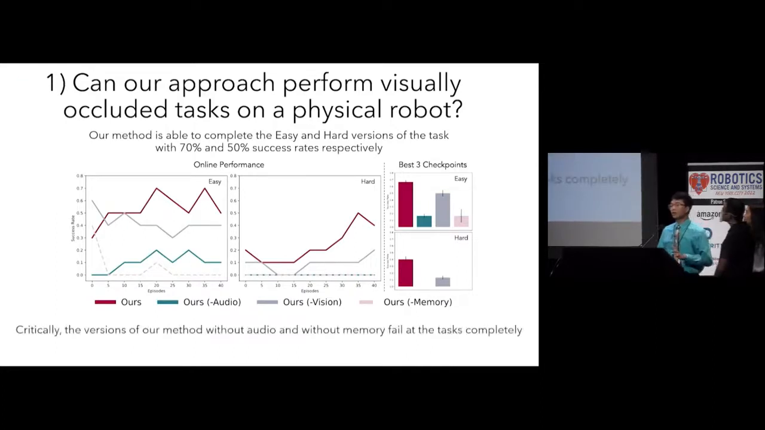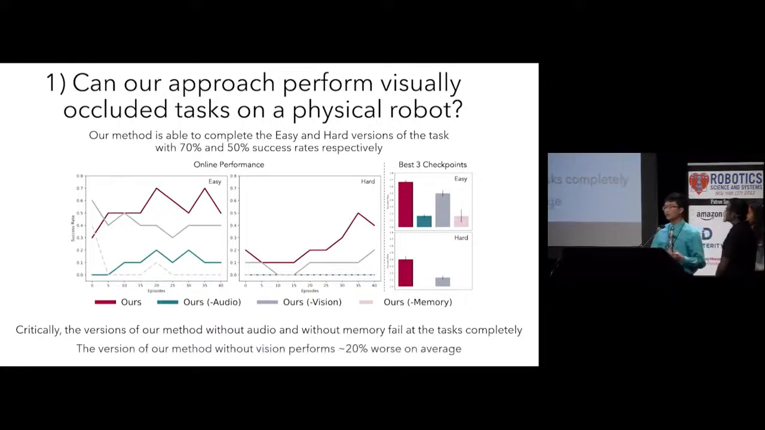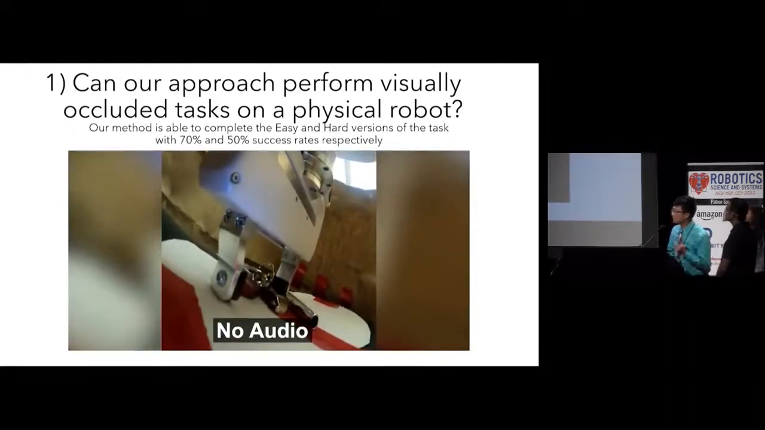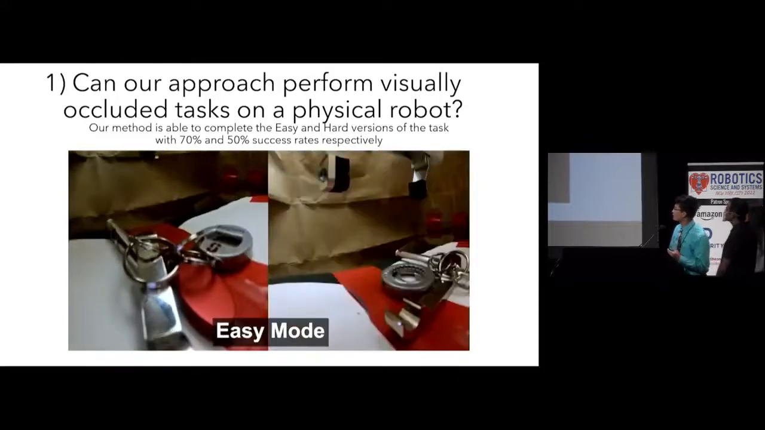Now, without audio, our method fails because it cannot localize the keys in the bag. Without memory, our method fails because it cannot use past sounds to inform current actions. And interestingly, without vision, our method performs 20% worse because it cannot see the bag being deformed by the robot arm and therefore can get confused by the sounds of the crinkling made by the paper bag. So as can be seen here, again, audio is critical for the grasping process.